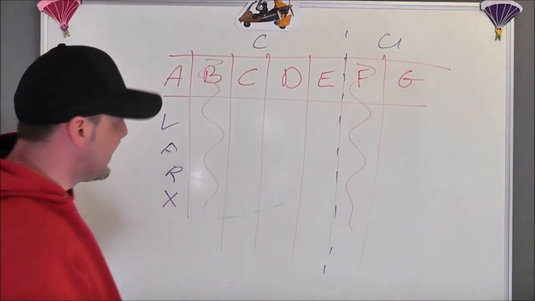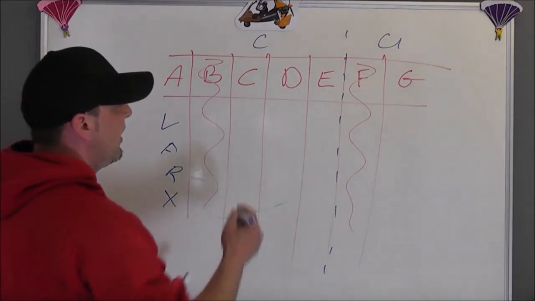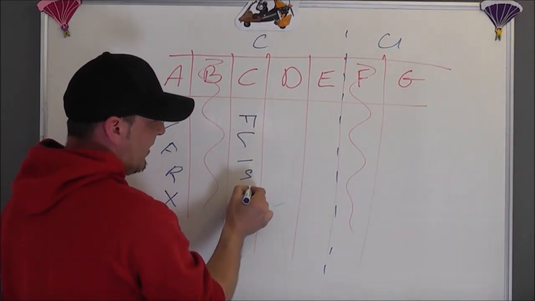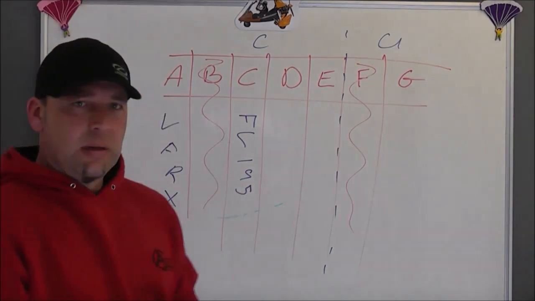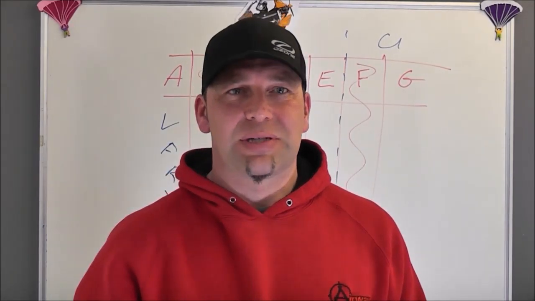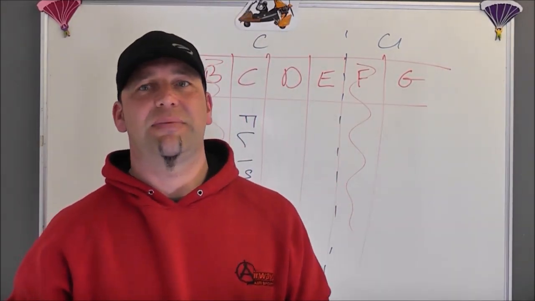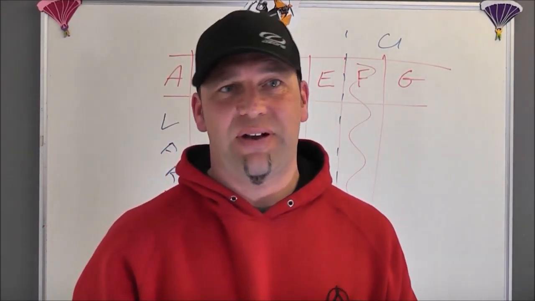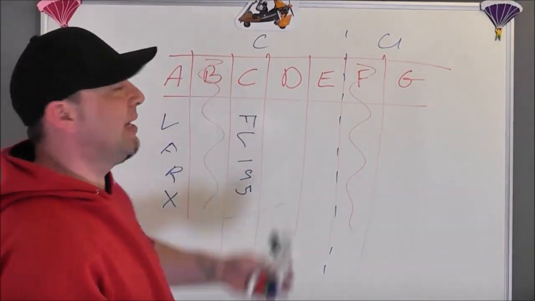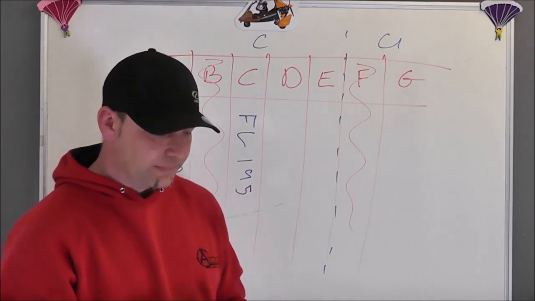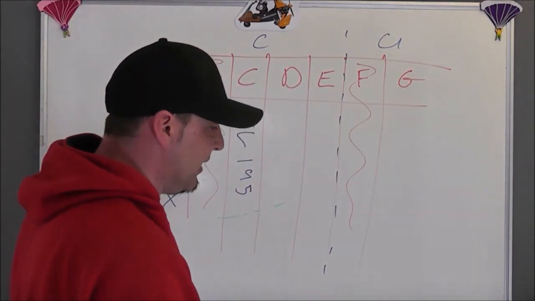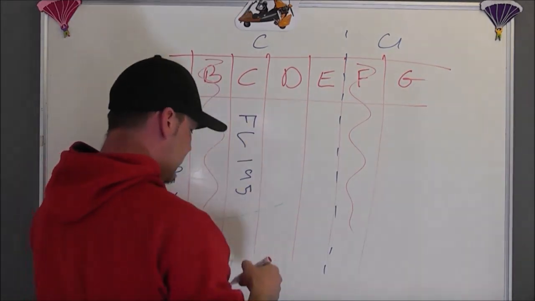Now, Class C airspace is above flight level 195. Now again, that's pretty much the UIRs, the upper information regions, and again, of no use to us whatsoever unless we're going to go above flight level 195, which is highly unlikely, so Class C is of no relevance to us either.